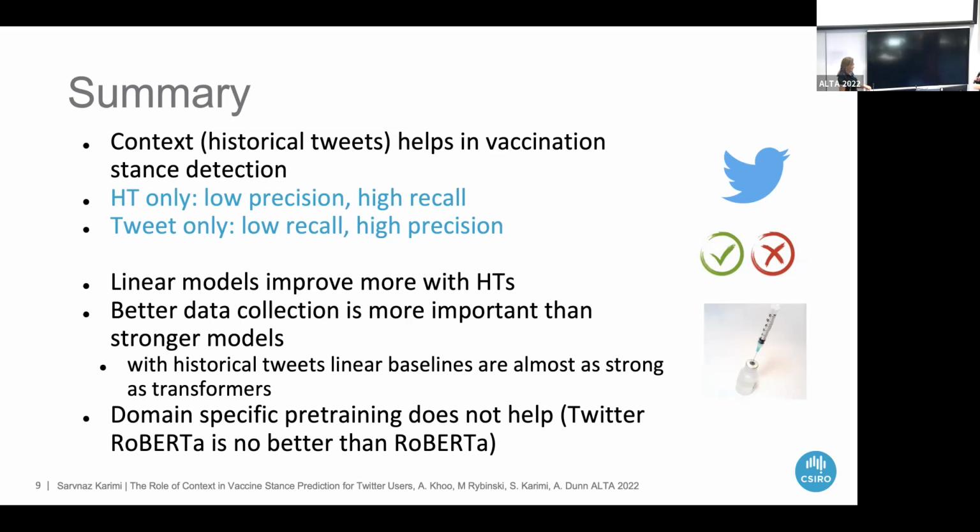Okay, sorry, go ahead. Do you have any idea in your data whether you had some users who were expressing counter stance? So both sides of, you know, a negative and a positive, for example.